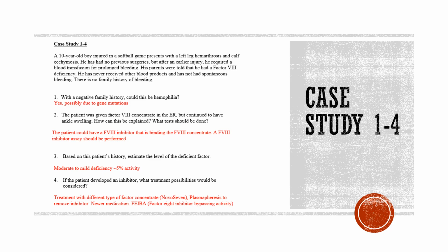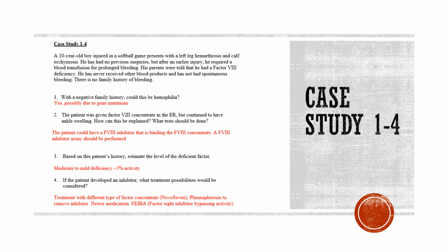The patient was given factor VIII concentrate in the ER, but continued to have ankle swelling. How can this be explained and what tests should be done? Okay, so they gave him some recombinant concentrate of factor VIII, but unfortunately that's not solving the problem. So let's think about this. We've given him back the component that he's missing. It's not working. So there must be something inhibiting that from aiding with the coagulation. So this patient could have a factor VIII inhibitor, and that's going to be binding up that factor VIII concentrate. So in this case, we should do a factor VIII inhibitor assay just to make sure.